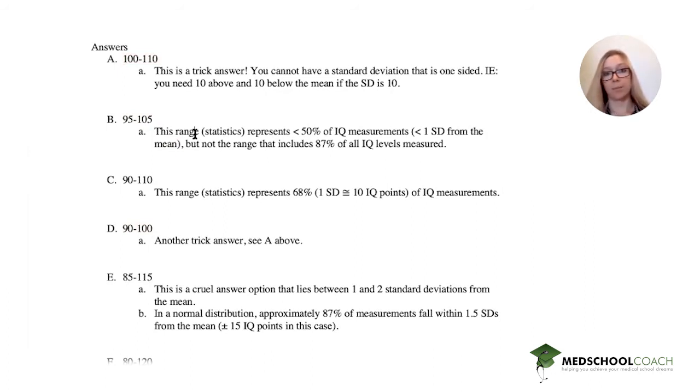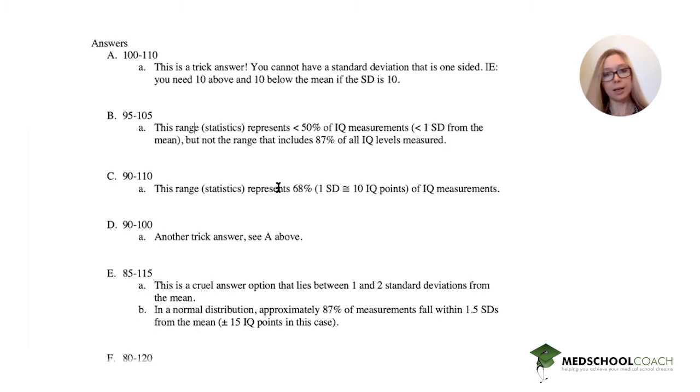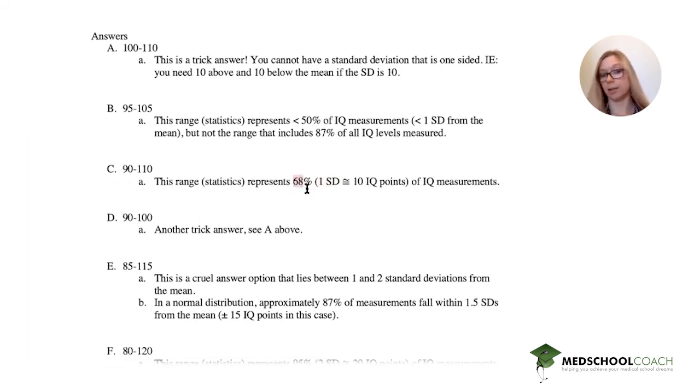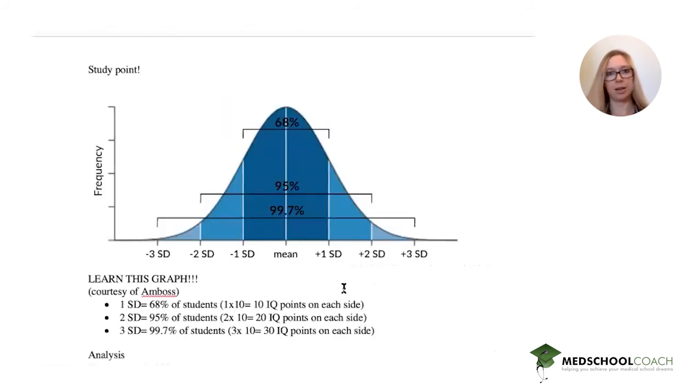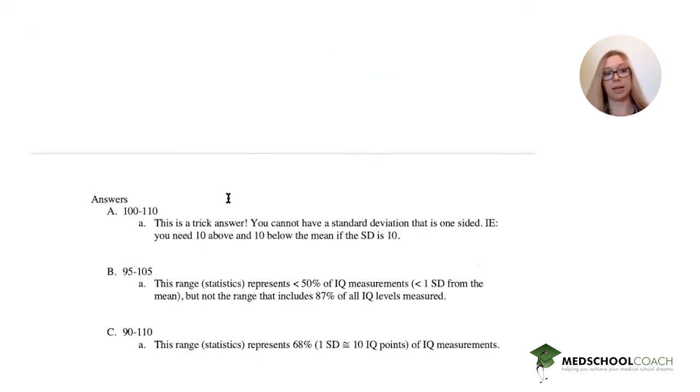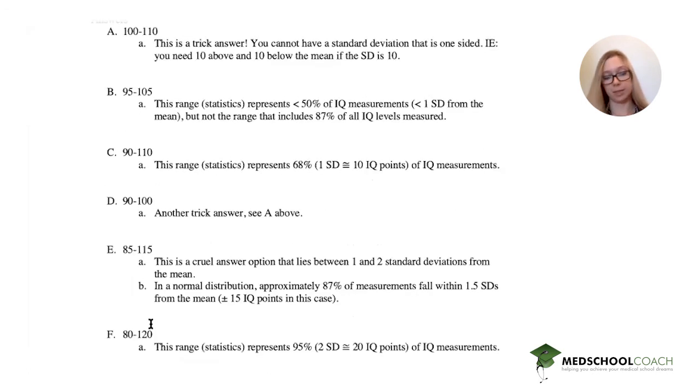So that is not what we're looking for. 90 to 110 is exactly 68%, aka 1 standard deviation from the mean. We do not want 68%, we want exactly 95%. Now, this is an interesting option because it's between 1 and 2 standard deviations. This is about 87% of measurements. Now, this is kind of hard to imagine, but pretend it's somewhere over here. And that'll give us an IQ of between 85 to 115.